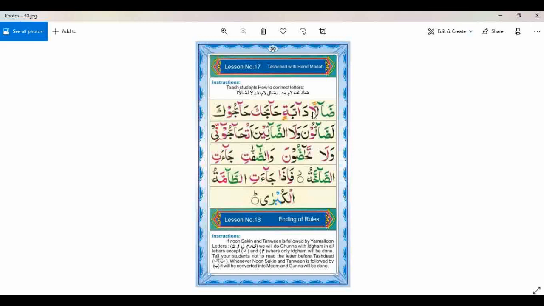Why am I reading Lam? Because Lam has the Shadda sign, and I told you that when the Shadda sign comes, we connect that letter with the previous one. So maybe we should connect with Alif, but why are we connecting with the Dad? The answer is that the letter which has a movement, that letter we basically connect.